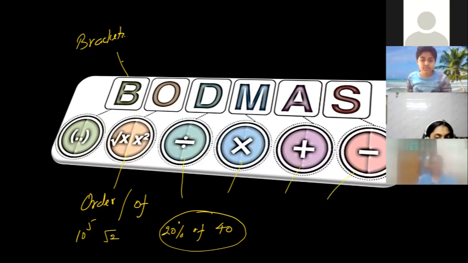You already know. Sometimes the questions are asked which involve this order of also. So you need to be aware of that. This is something you need to do first before doing division, multiplication, subtraction, addition, etc.